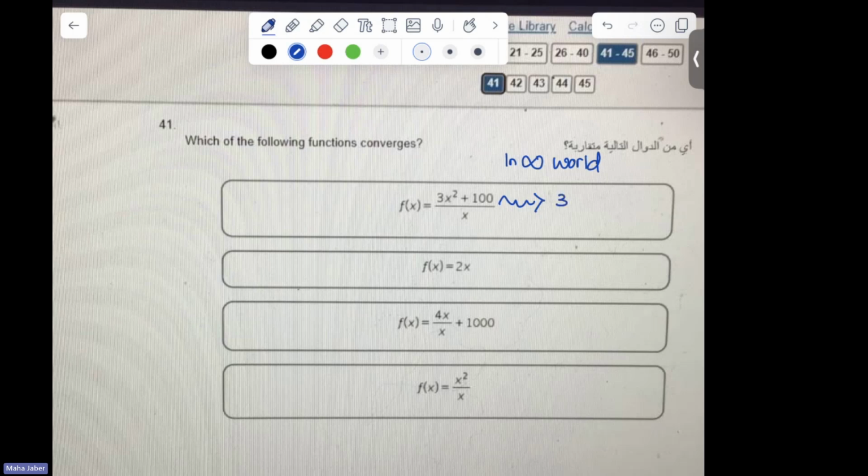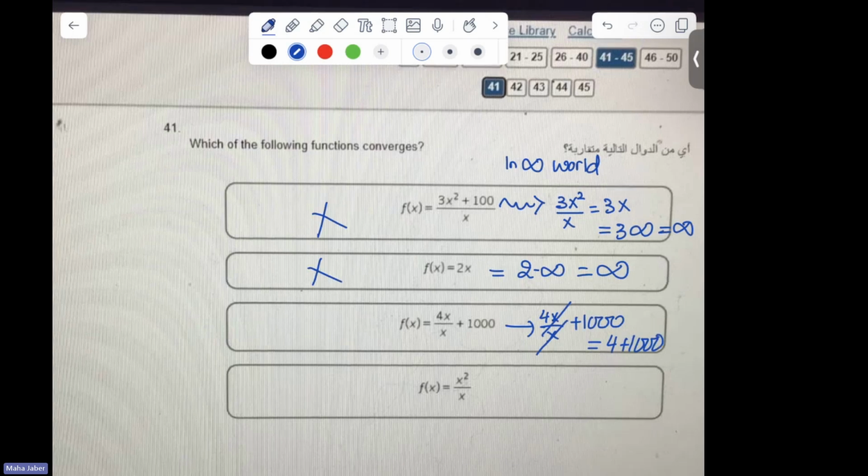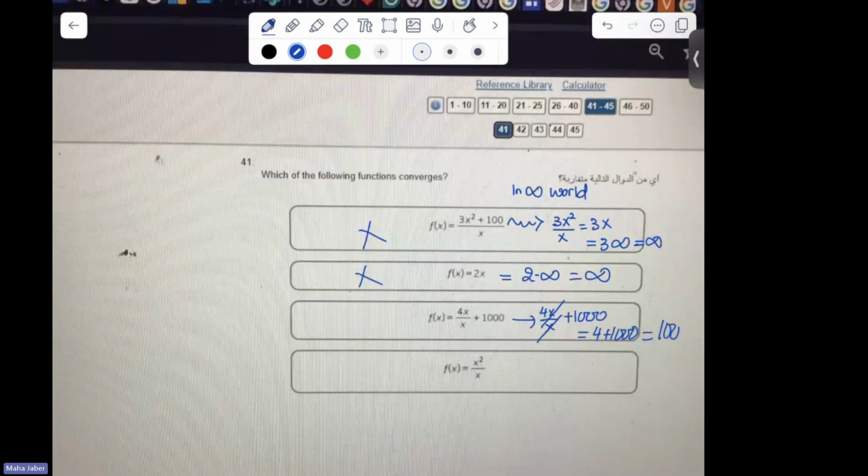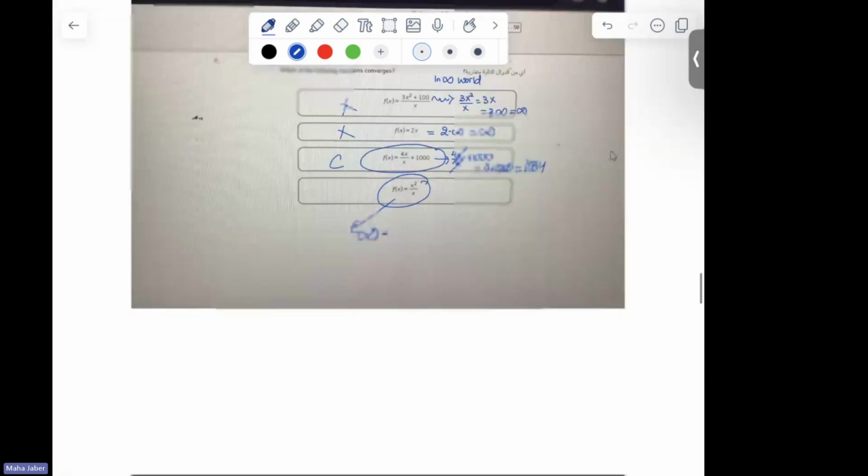Here I can see this one ends up as 3x squared over x, which is 3x. I will replace infinity. It's not going to stop. It will go to infinity. Here, 2 times infinity is infinity. Not this one, not this one. Let's come here. Here, 4x over x over 1000. I can see that I delete here, 4 plus 1000. Now I am not connected to infinity. I ended up on 1004. It looks like the same principle of taking the limit. I will stop here. Of course, this one will go to infinity because it will end up by x. So the answer is this option.